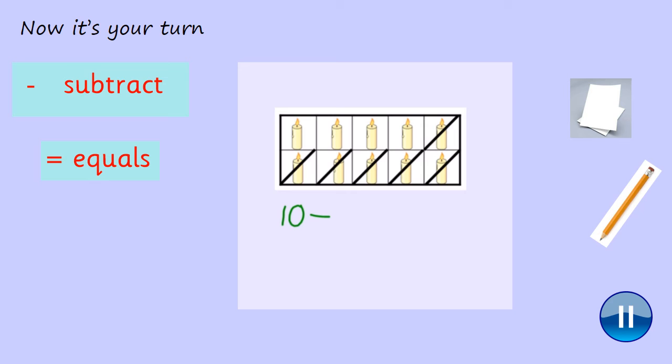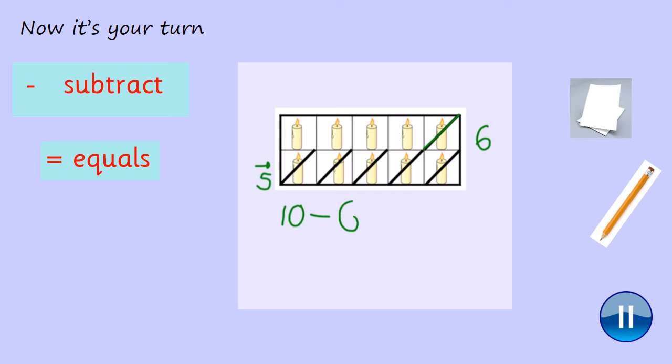Now, how many candles have been subtracted? How many candles have been crossed out? I can see that the whole of this row has been crossed out. So there are 5 candles in a row. So 5 and 1 more is 6. 6 candles have been crossed out.